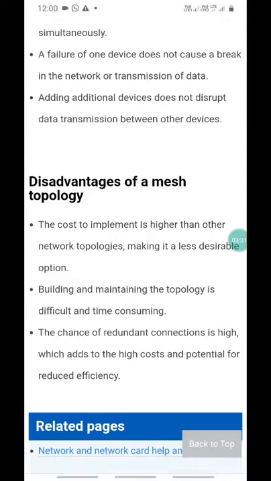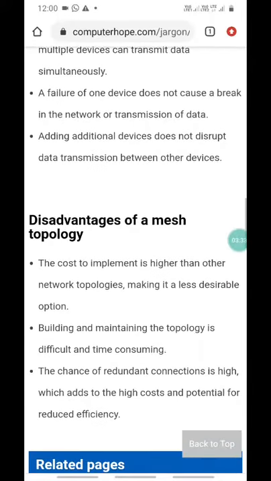The disadvantage of mesh topology is that the cost to implement is higher than other network topologies, making it a less desirable option. Building and maintaining the topology is difficult and time consuming. The chance of redundant connections is high, which adds to the high cost and the potential for reduced efficiency. These are the disadvantages of mesh topology. Please write down and draw the figure.